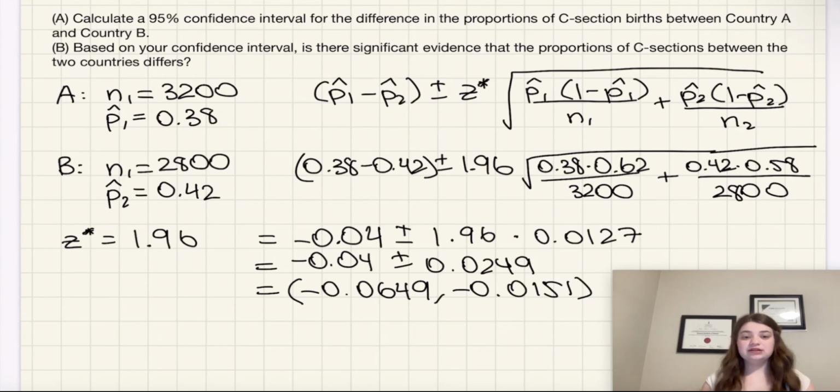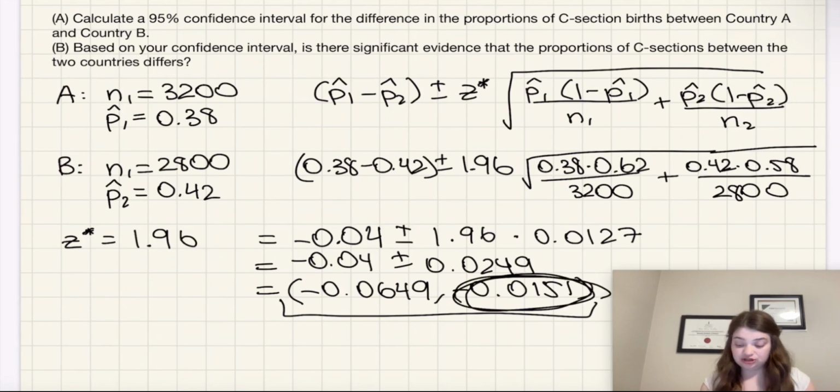And in this example, the answer would be that it is statistically significant. Yes, there is significant evidence that the proportions of C sections between the two countries differ. And why is that? I want to explain why. It's because in this 95% confidence interval, zero is not a part of this. It's between a 6.49% difference and a 1.51% difference. And we can be 95% confident that the true value falls within this range. And so since zero is not actually in that range, even the part of the range where it differs less does not quite pass zero.